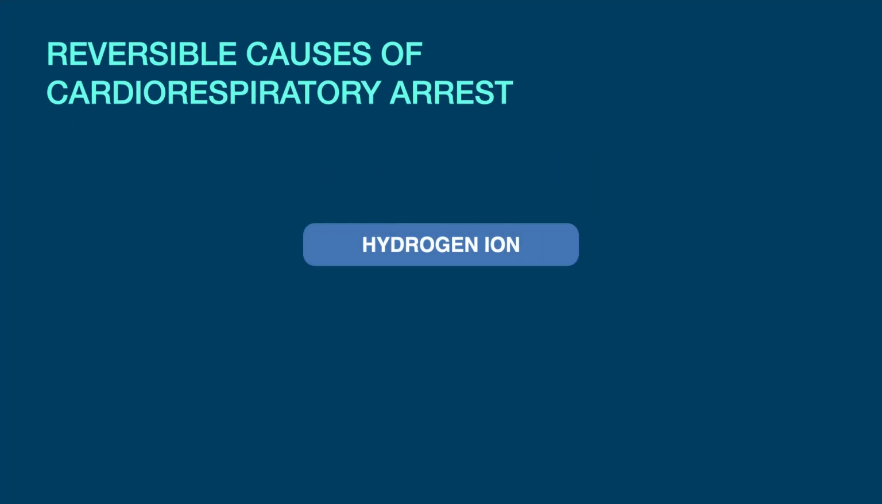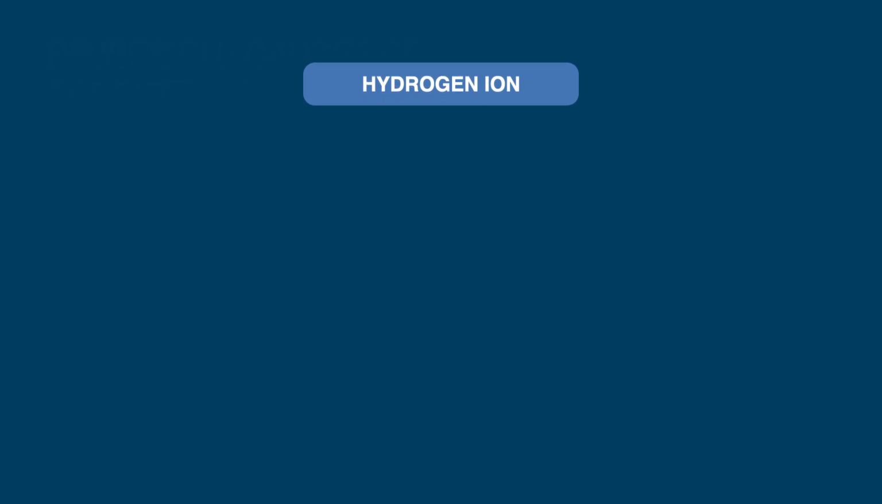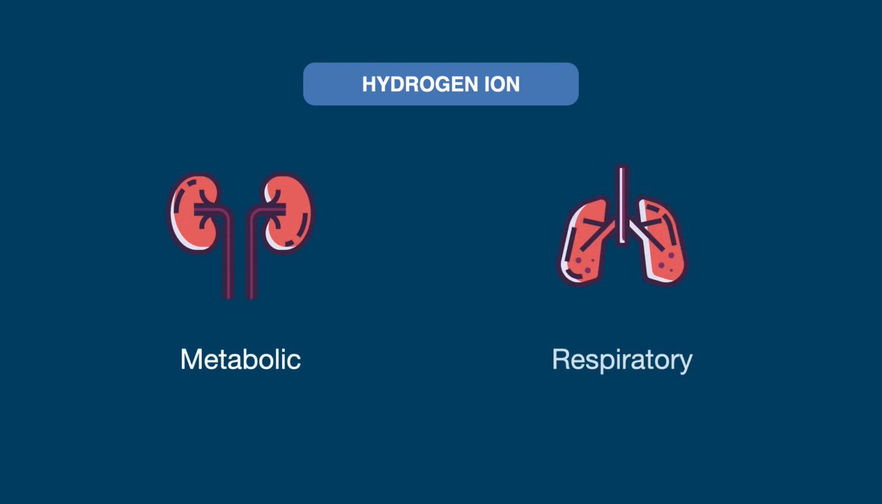The next H is hydrogen ions or acidosis. Acidosis can be either metabolic or respiratory.